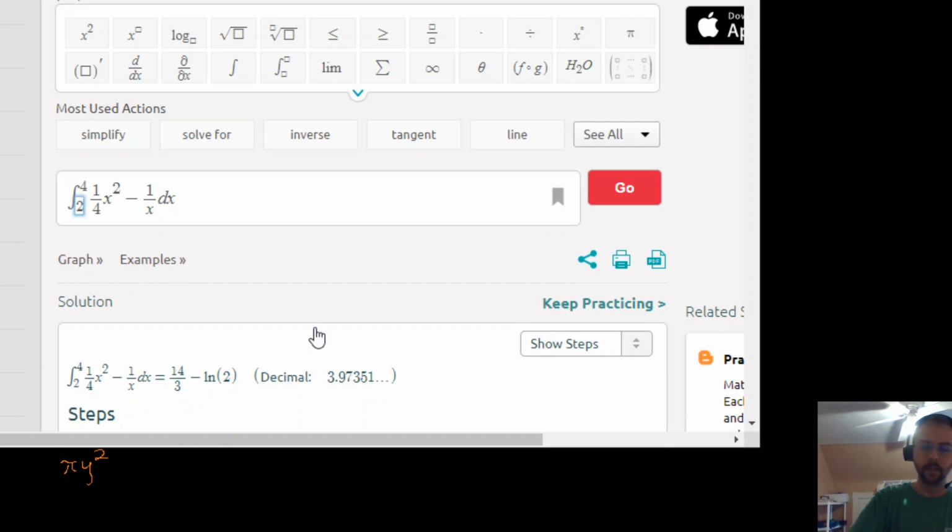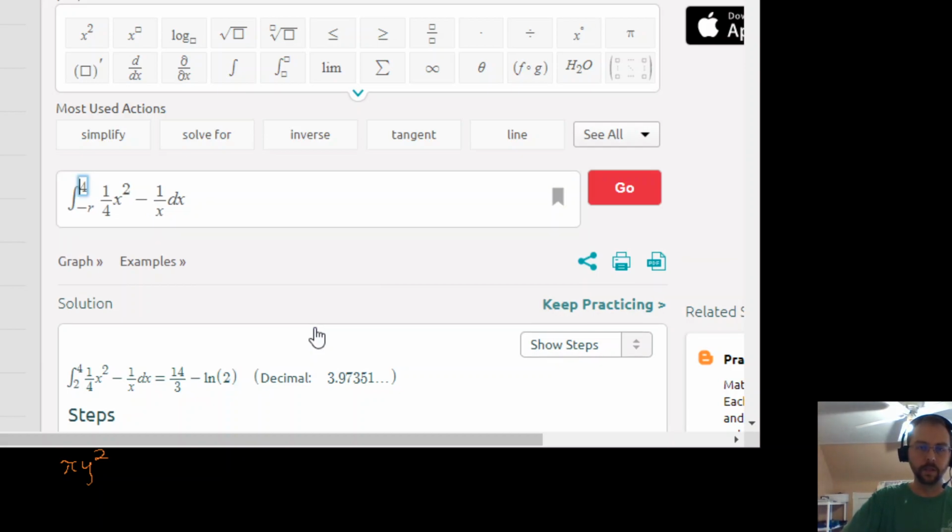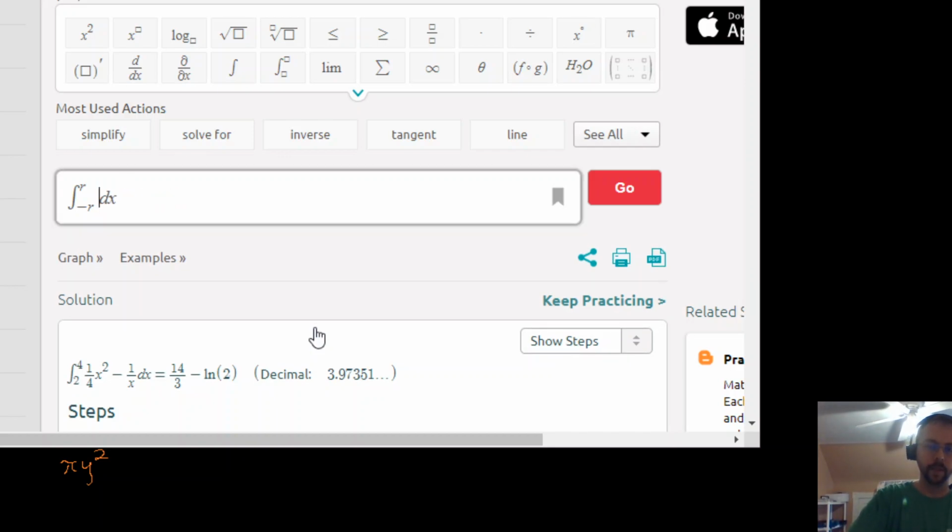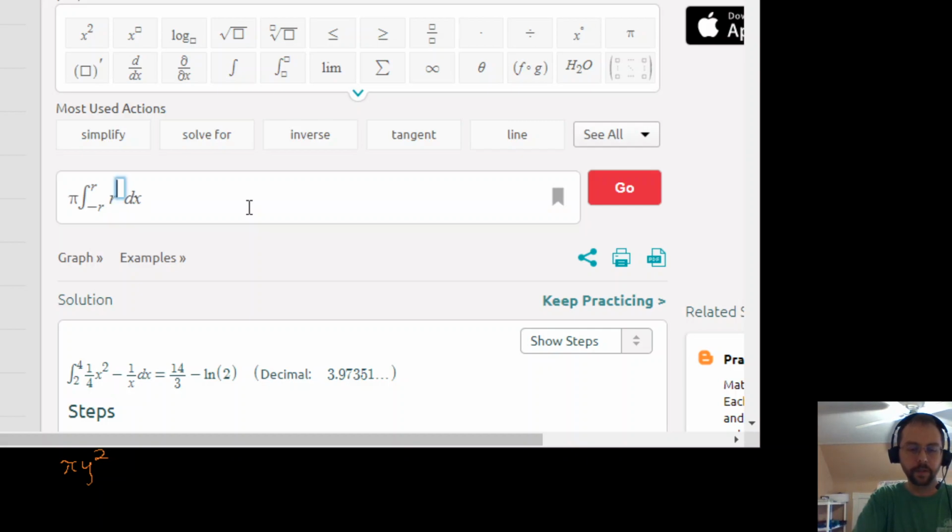Negative r to r of, and I'm going to move the pi out on the outside just because I like to. Pi, and it was r squared minus x squared. r squared minus x squared. All right.